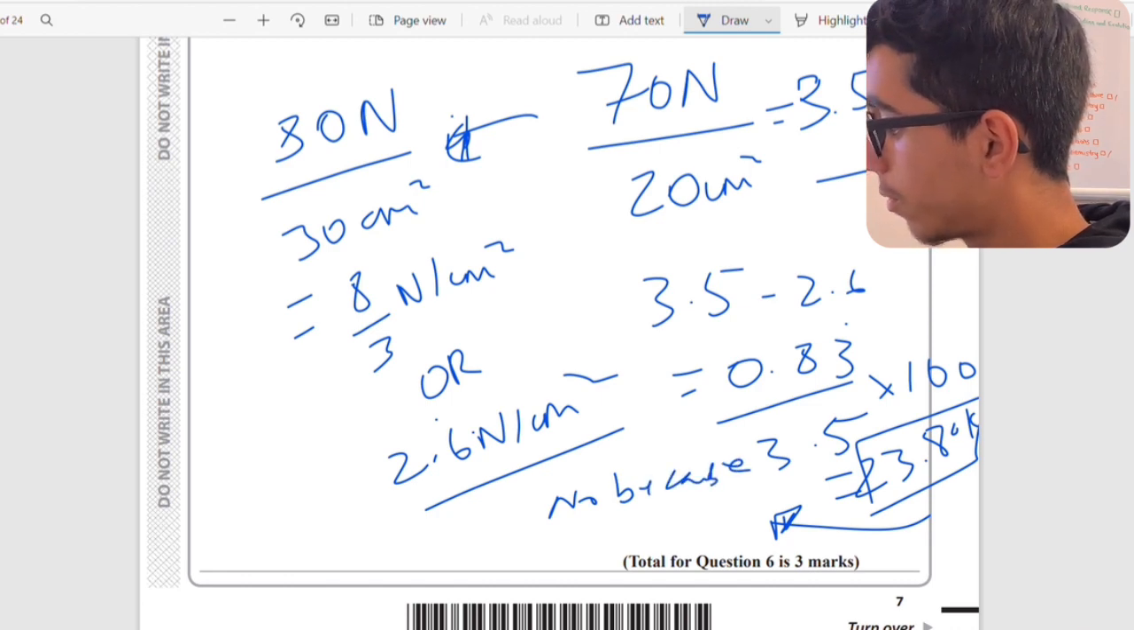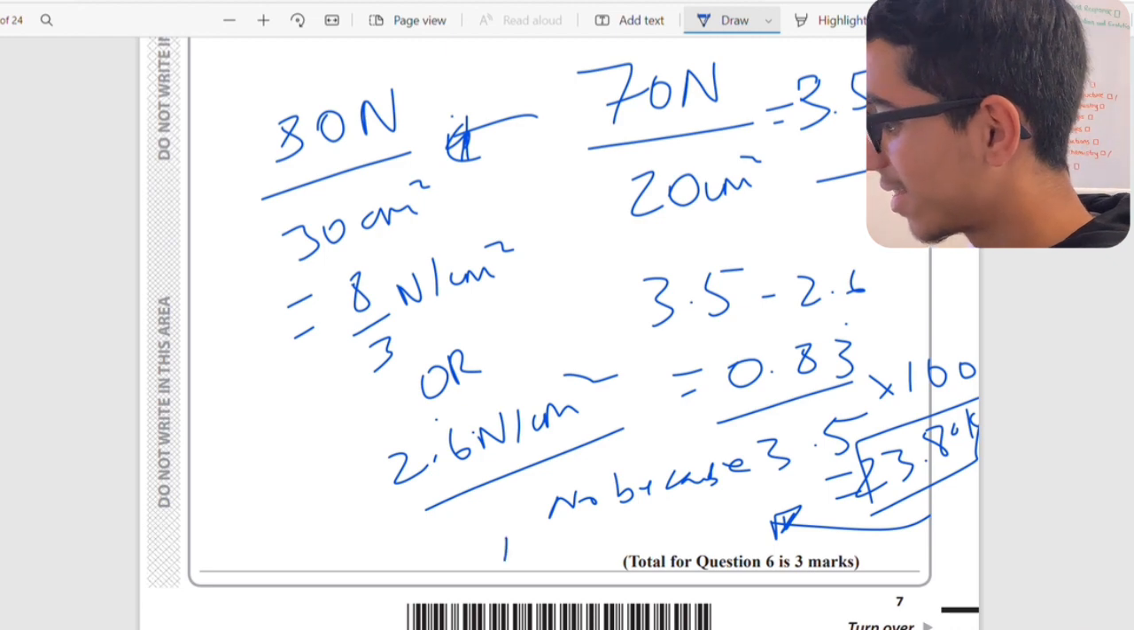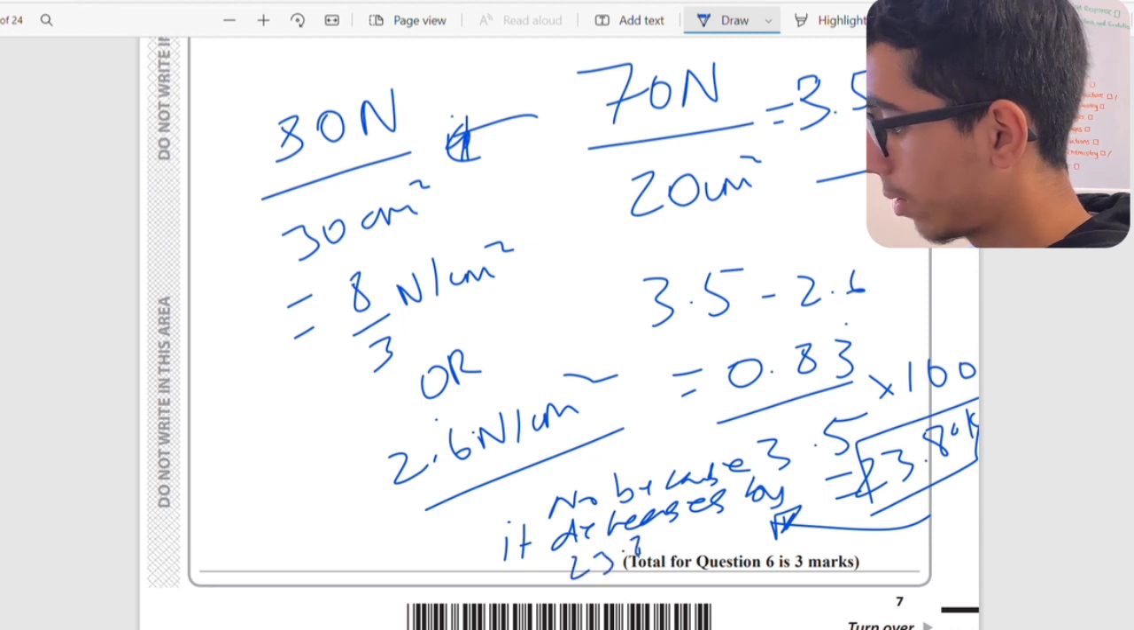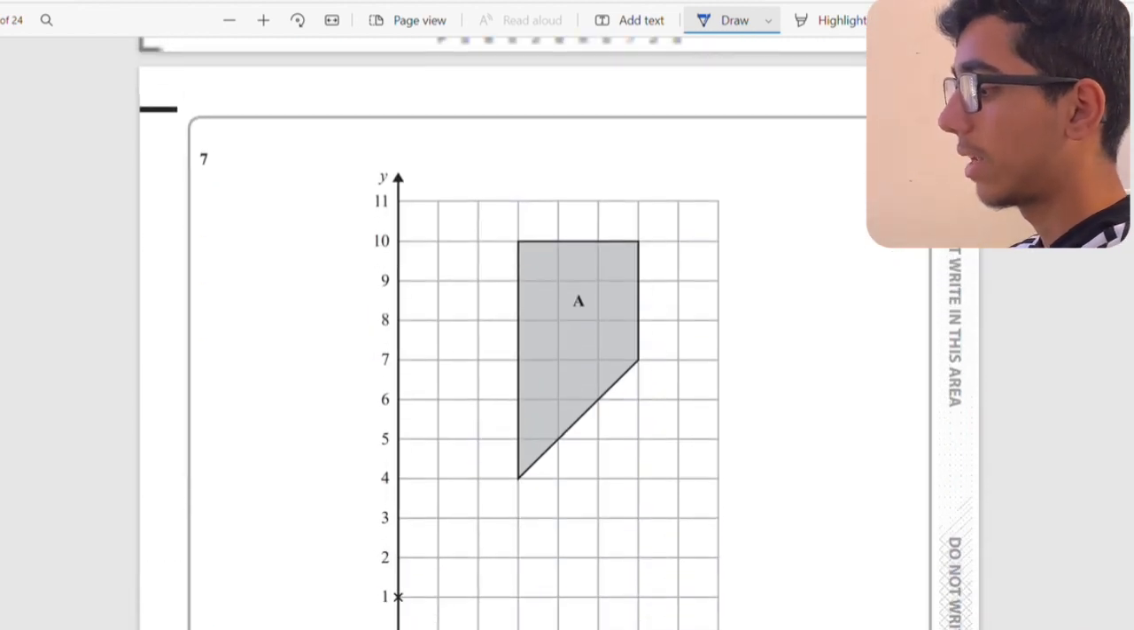It's going to be so difficult to write in English with this pen thingy because it decreases by 23.8% more than 20%. I'll try to fix that later.